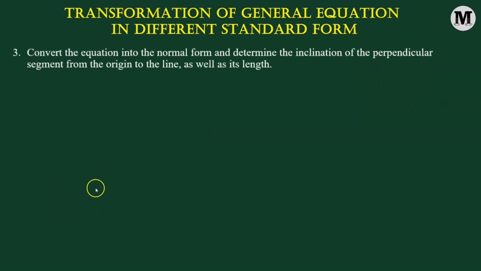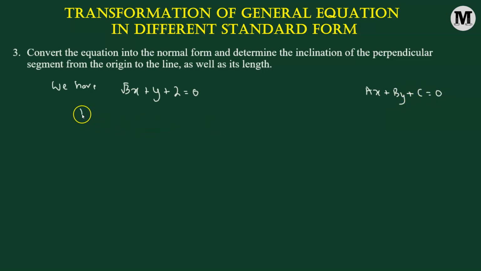So our next task will be to convert the equation into the normal form. Here we have the equation of the line square root of 3 times x plus y added to 2 equals 0. Fine. So let's do one thing. When we compare it with the general form of the line, ax plus by plus c equals 0.